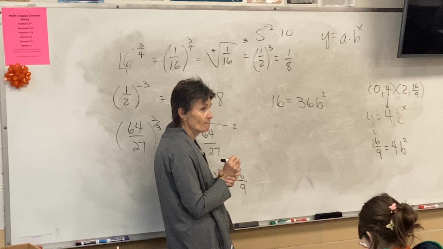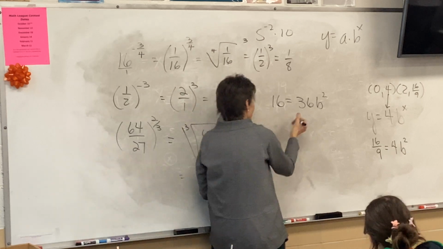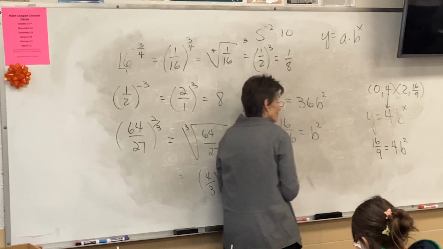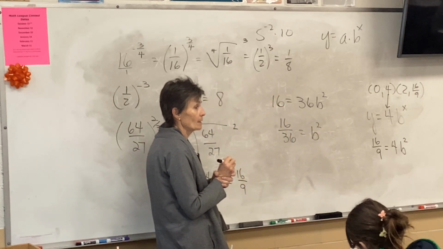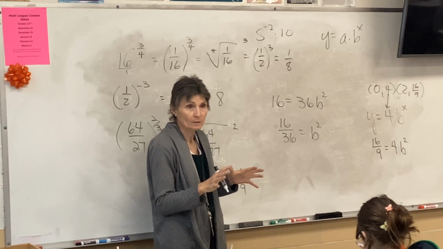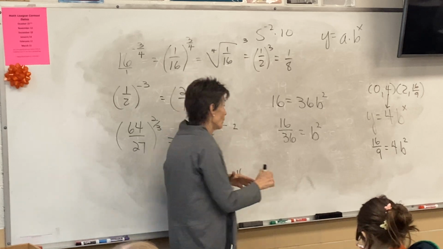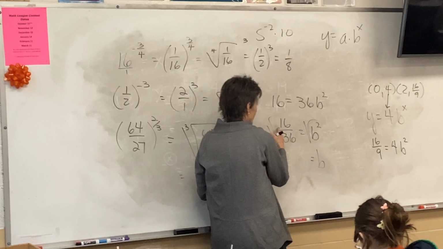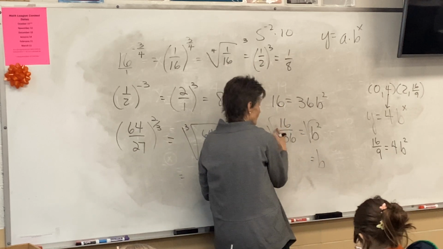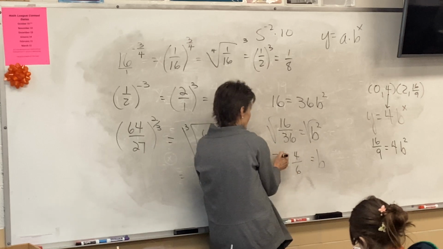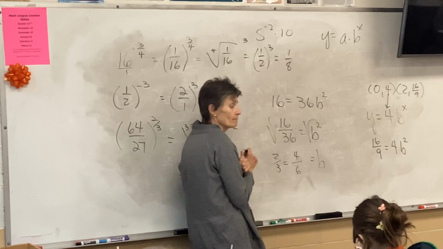Would you agree with that? And then you can divide by the 36. And then you don't have to do any math. All you have to do is square root. So what do we get when we square root both sides? B equals what? Square root of 16? 4 over 6, which will reduce to 2/3.